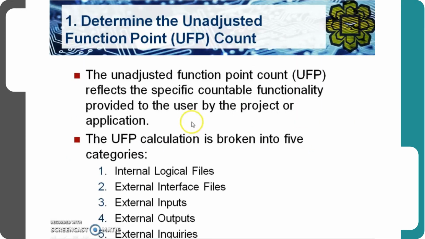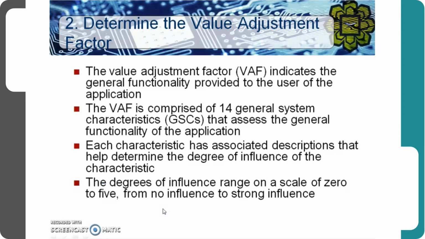The unadjusted function point count reflects the specific countable functionality provided to the user by the project or application. The unadjusted function point calculation is broken into 5 categories. So we have to know the internal logical files, external interface files, external inputs, external outputs, and external inquiries. The second one is to determine the value adjustment factor. The value adjustment factor indicates the general functionality provided to the user of the application.